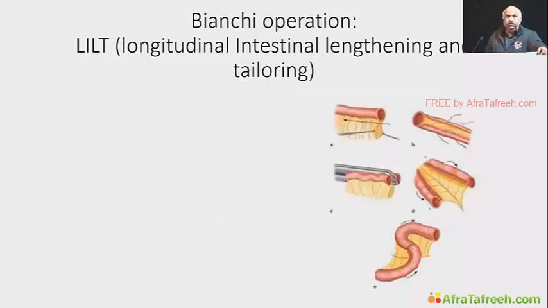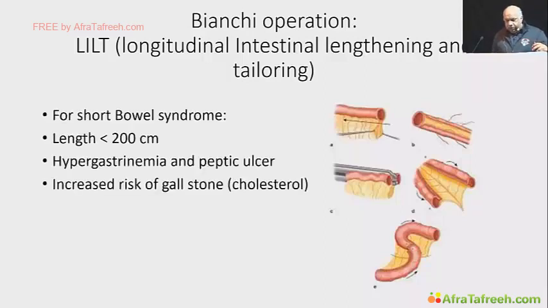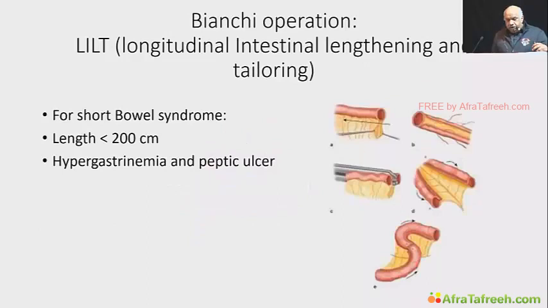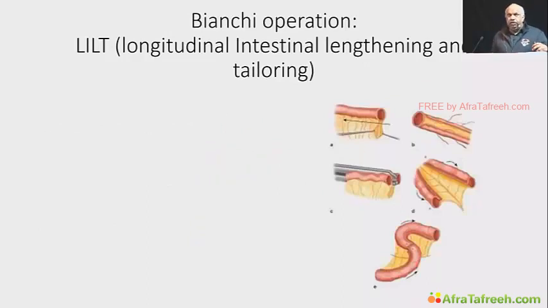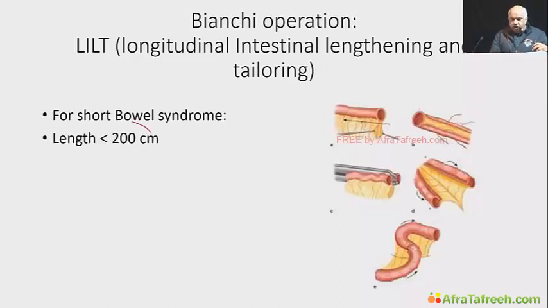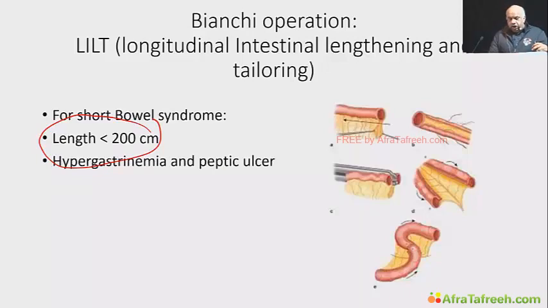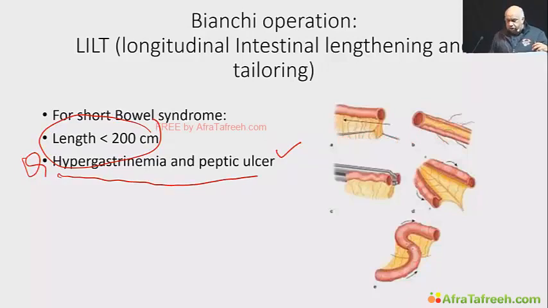Two surgeries for short bowel syndrome. One is Bianchi operation, second is STEP. Bianchi operation is for short bowel. What are the short bowel features? The length should be less than 200 centimeter. This is the definition. Gastric ulcers and hypergastrinemia are found. This is a question: that you have hypergastrinemia and short bowel syndrome.